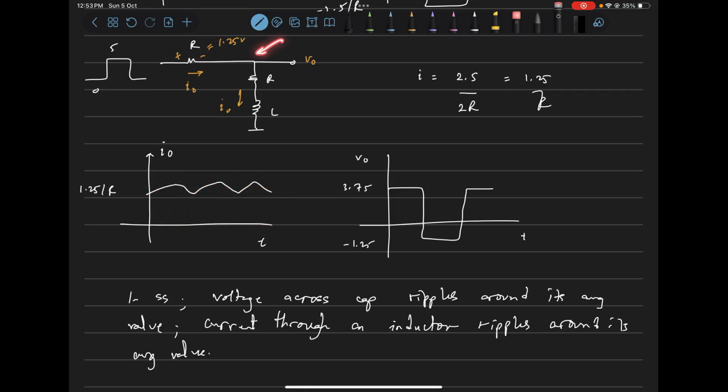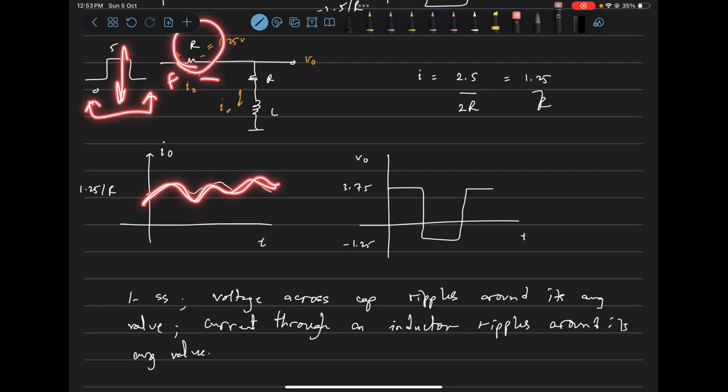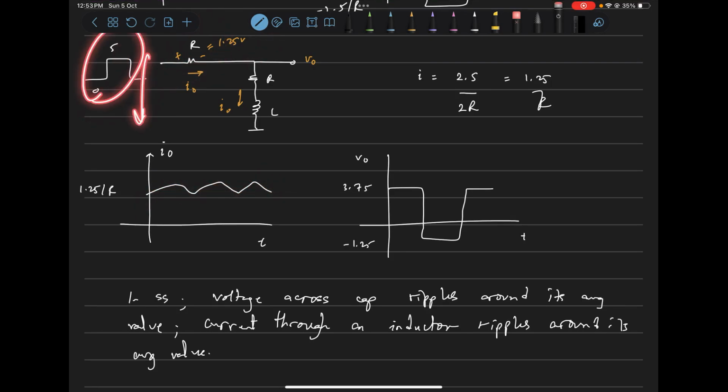Now VO will be the potential of this node minus the voltage drop across the resistor. And the potential at this node is toggling between 0 and 5. This is rippling around 1.25. So output will be certainly this waveform shifted down by 1.25 volts. Since the voltage across the resistor will ripple around 1.25 and we'll subtract it to get the voltage here. So 0 to 5, pull it down by 1.25, we'll get something like this as the output voltage.